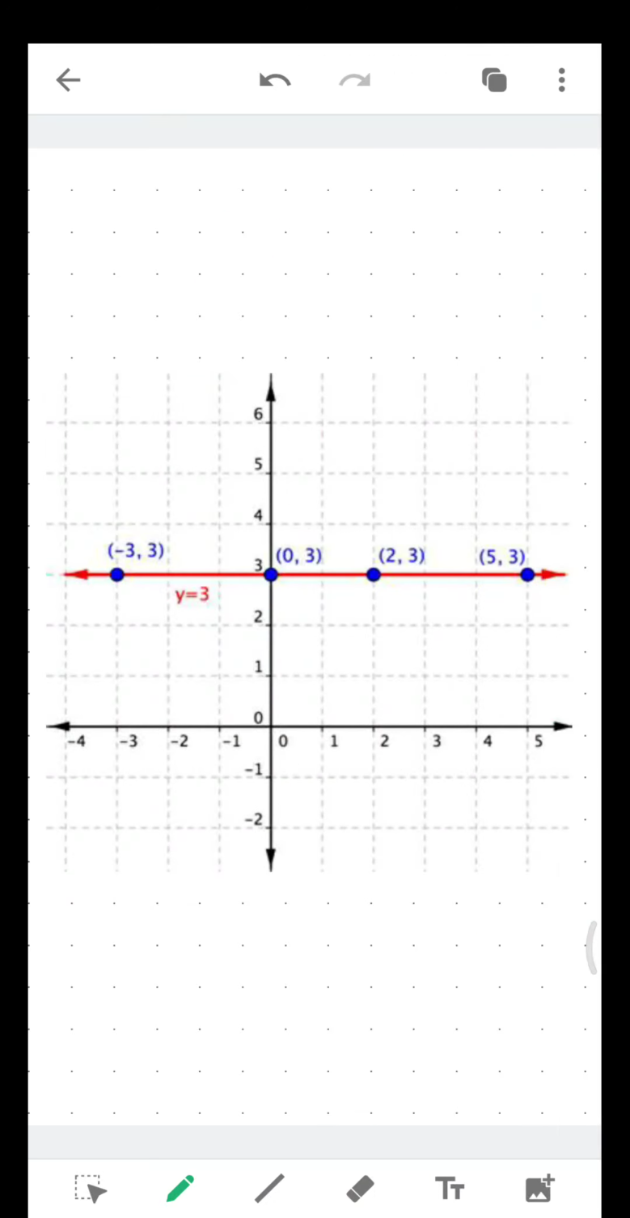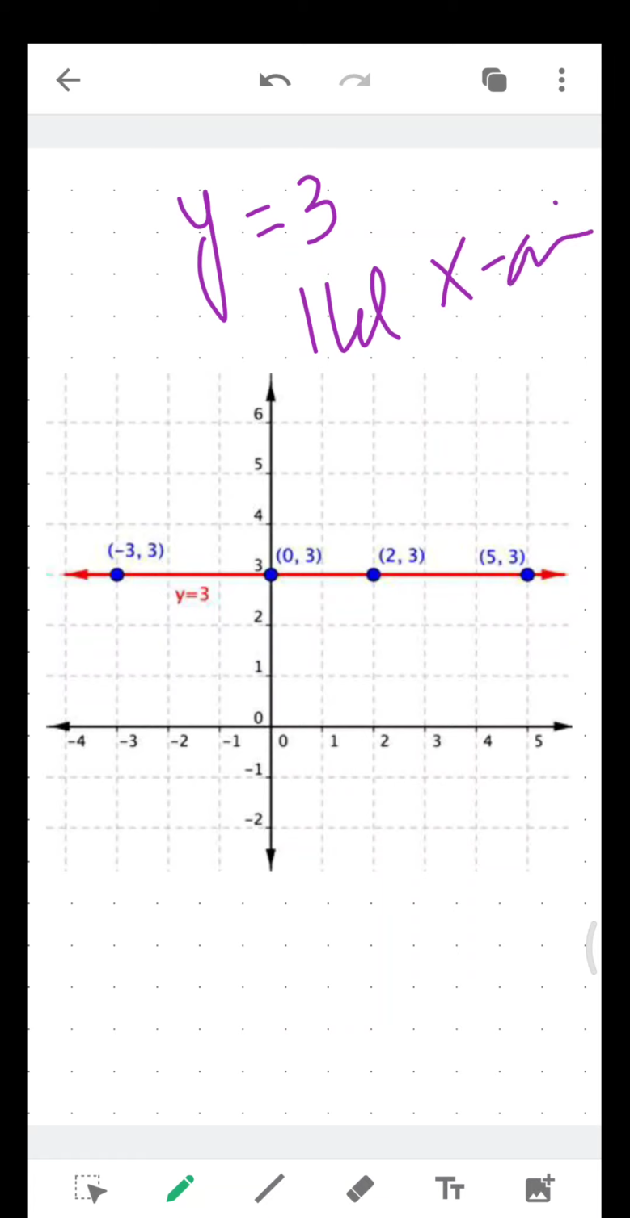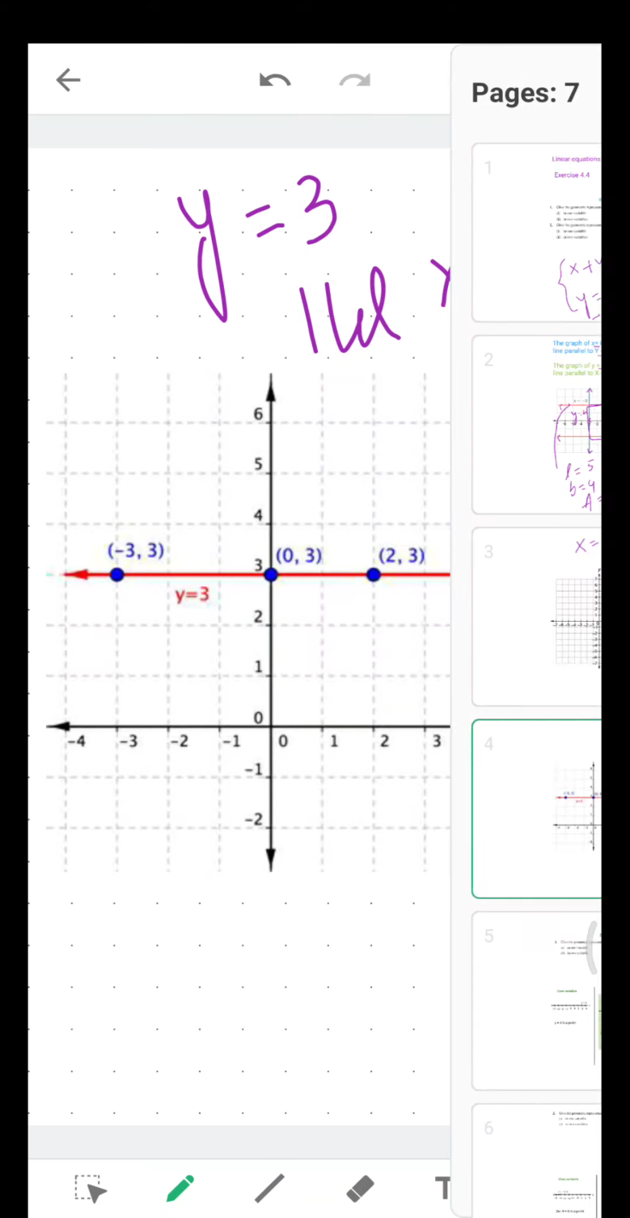Let's take another example. This is the graph of y is equal to 3. So I said the graphs of equations of the form y is equal to a will be parallel to x axis. So this is y is equal to 3, it will be parallel to x axis. You can say this is a line parallel to x axis, and all the y coordinates in this are 3.